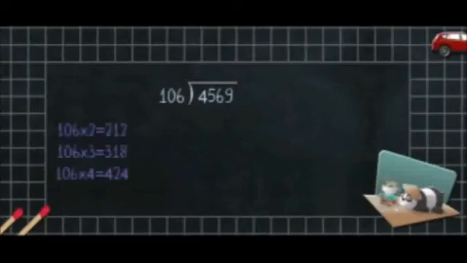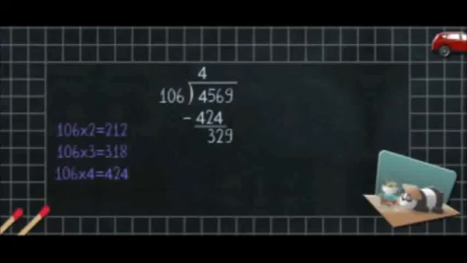Now 106 multiplied by 2 is equal to 212, and 106 multiplied by 3 is equal to 318, and 106 multiplied by 4 is equal to 424. So 456 can be divided 4 times by 106. Now let's subtract 424 from 456. The difference is 32. Now let's take 9 beside 32.